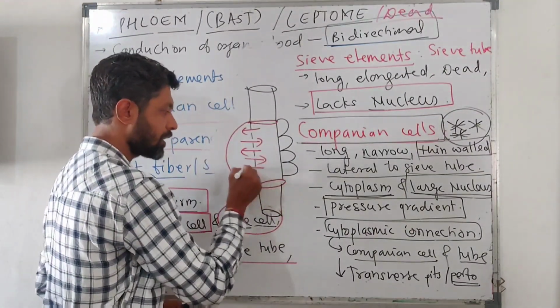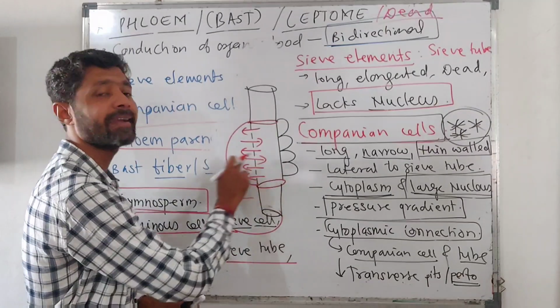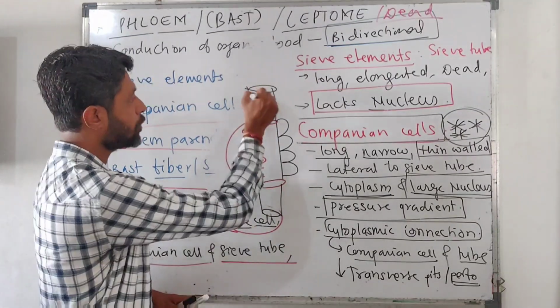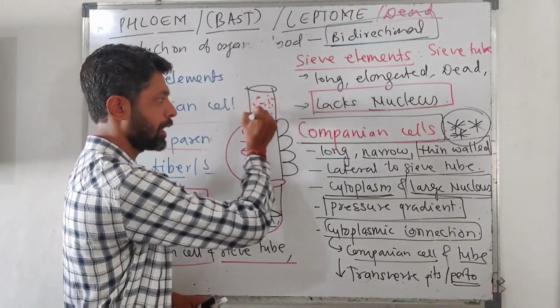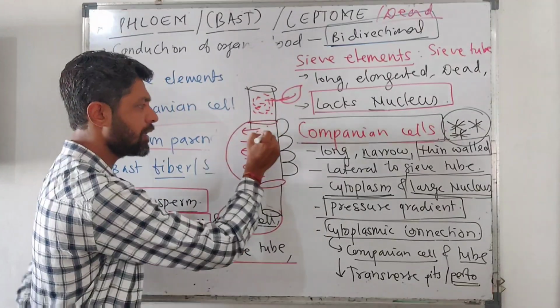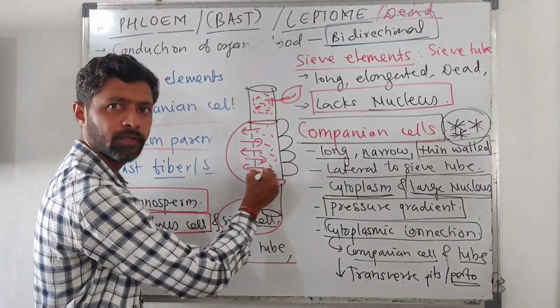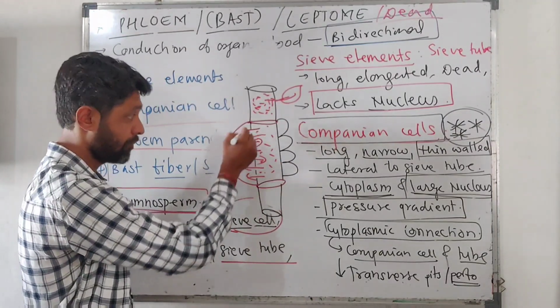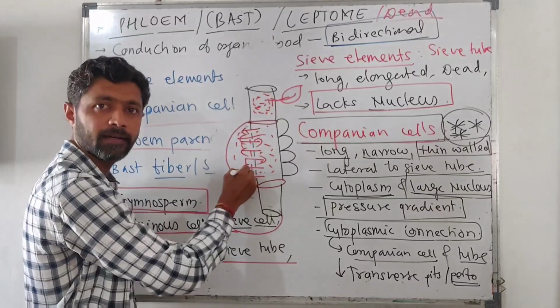So this cytoplasmic connection will create a gradient here. Suppose here there is the presence of your food in ample quantity. Here there is the presence of leaf. So leaf has transported food here. And already in your sieve tube there is food, but this food will be withdrawn and this food will gather here.